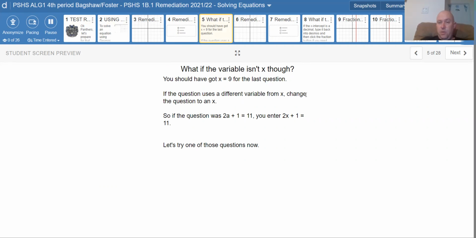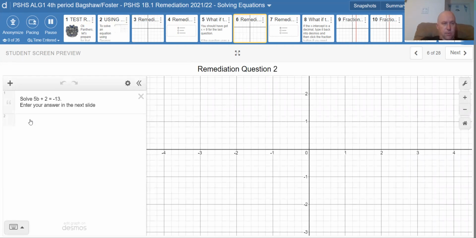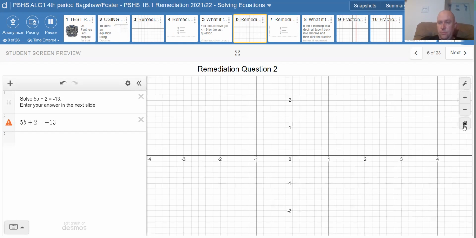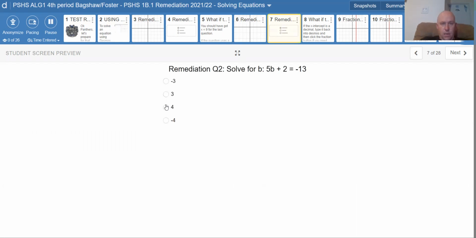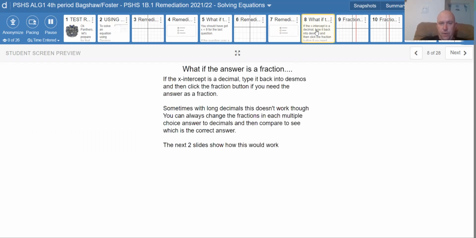If the question uses a different variable from x, make sure you change the question to an x. That's important when you're using this tool. So if the question was 2a plus 1 equals 11, you would enter 2x plus 1 equals 11. Let's try one of those questions here. If I type it in with b, just so you can see what happens, it gives me that slider option, and I don't see anything on the graph at all. You do have that warning symbol here as well. So I'm going to change this to an x, and then now you can see clearly where it goes on the x-axis, to -3. So I'm going to select -3.